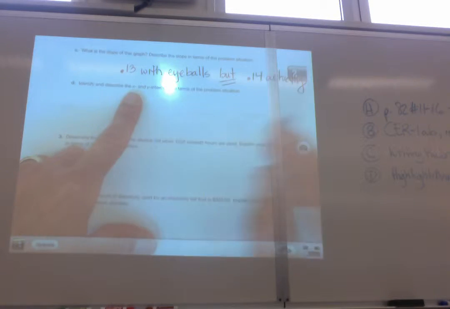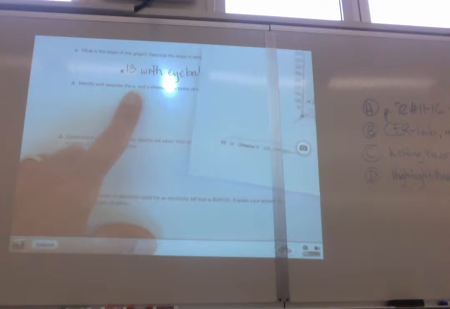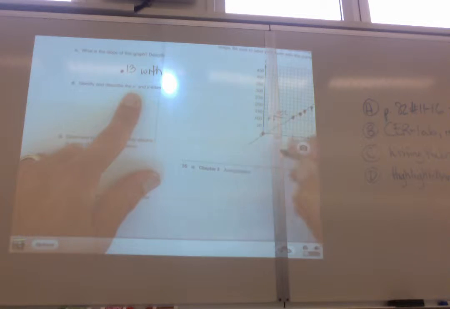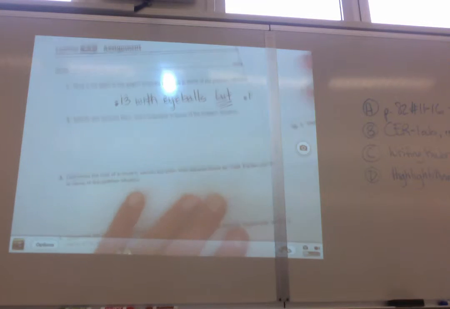Identify x and y intercepts. Where does it cross the x-axis? At 0. Where does it cross the y-axis? At the origin. Martine, I need you to stop. Okay, where does it cross the x-axis? Where does it cross the y-axis? X-axis, where does this line hit it? 0. Y-axis, where does this line hit it? Both of them are 0.